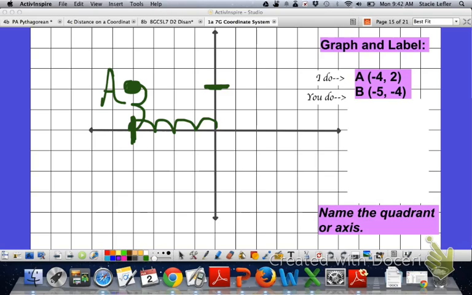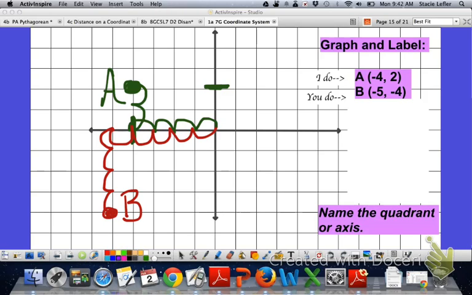Pause the video and you find the location for B. Graph B. Okay, you would have placed B at negative 5, so counting over 5 places, 1, 2, 3, 4, 5, and then negative 4, negatives down, 1, 2, 3, 4.